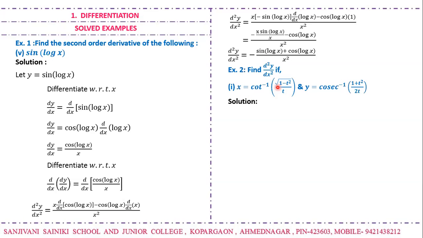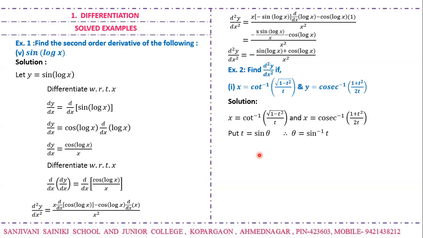Now, if it is possible, we can simplify these two and we will get the functional relationship between y and x. But sometimes it is not possible. So as here also, it is not possible to get the common relation, functional relationship between x and y. So we have to take derivative of x with respect to t and derivative of y with respect to t. Then we will use the parametric differentiation. Dy by dx is equal to dy by dt upon dx by dt.